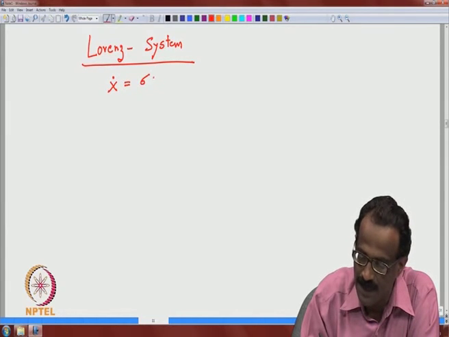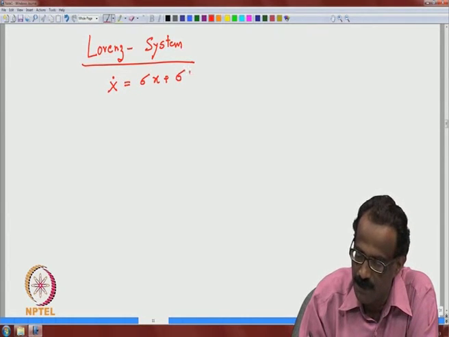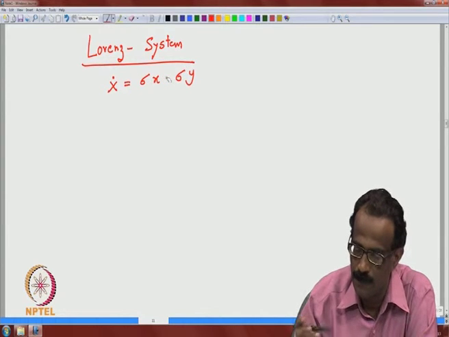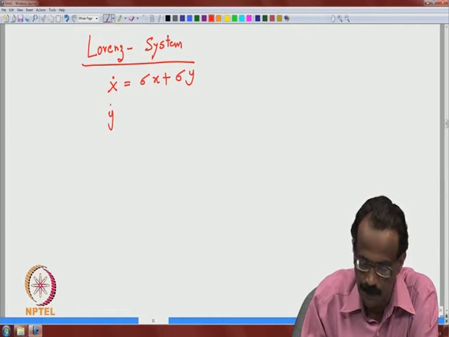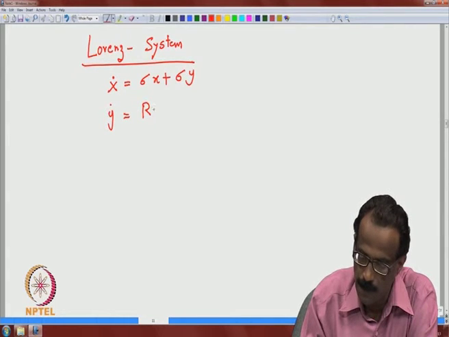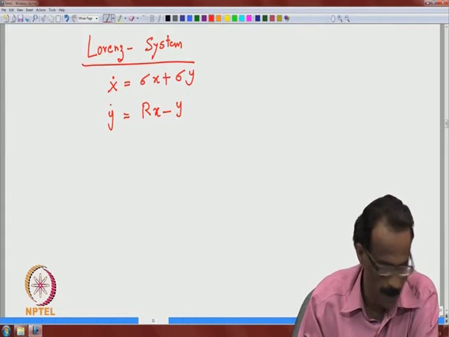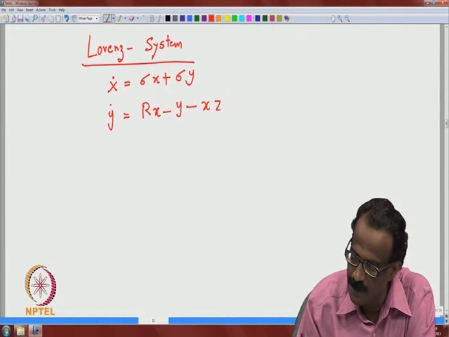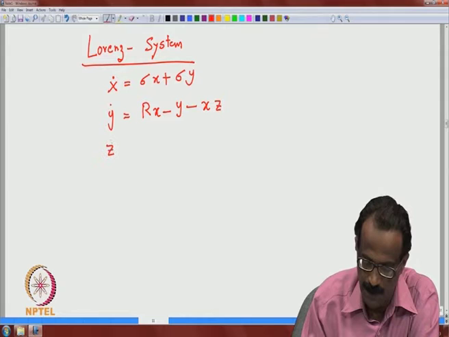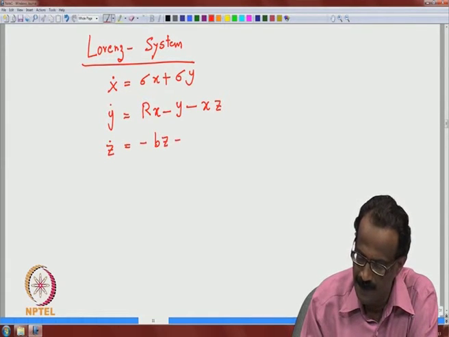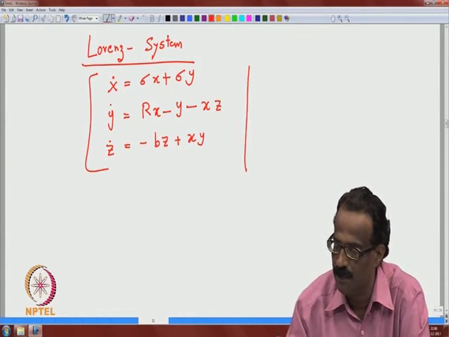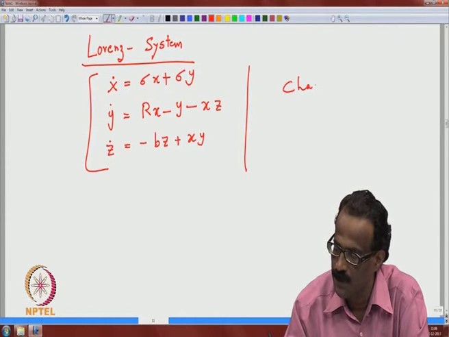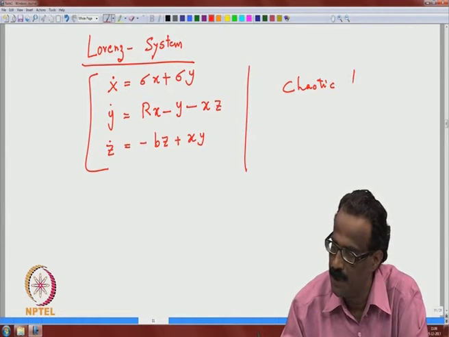x dot is equal to minus sigma x plus sigma y, and then y dot is equal to r x minus y minus x z, and z dot is equal to minus b z. This is again extensively studied to understand chaotic behavior.